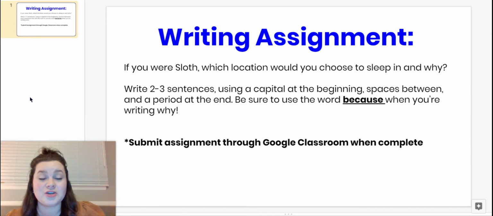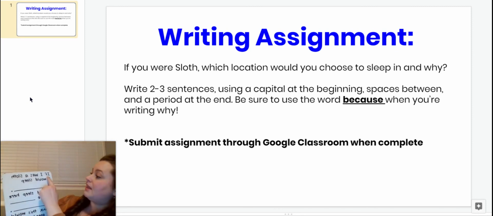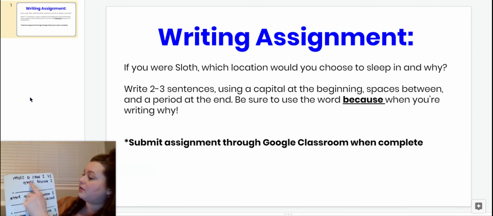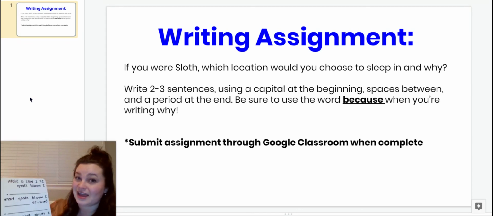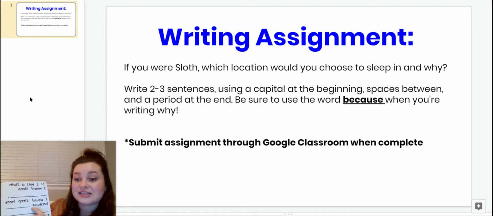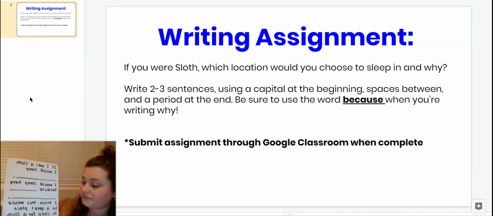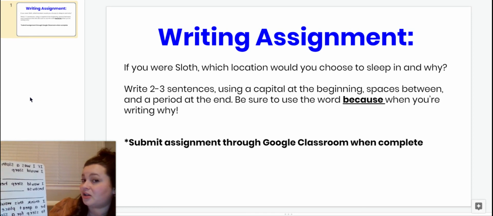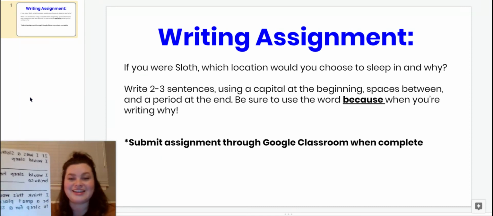So here's what I'm going to do for my 3 sentences. Here's my example. I wrote, if I was a sloth, I would sleep, and then I would put my reason here, okay? So I didn't fill it in because I want you to do the thinking and I want you to do the writing. I would sleep here because, there's that magical word, and then I would write my reason why I would choose that spot. And for my 3rd sentence, I concluded with, I think this would be a great place to sleep for a sloth, with an exclamation point at the end.